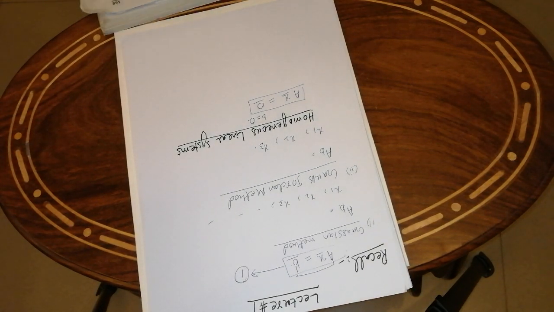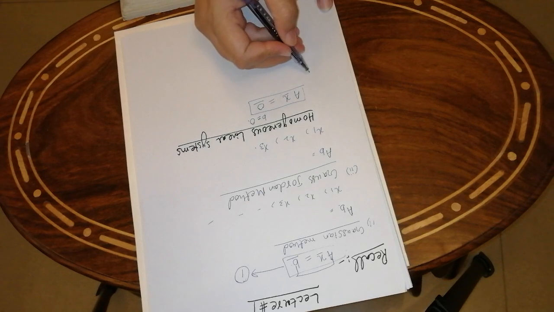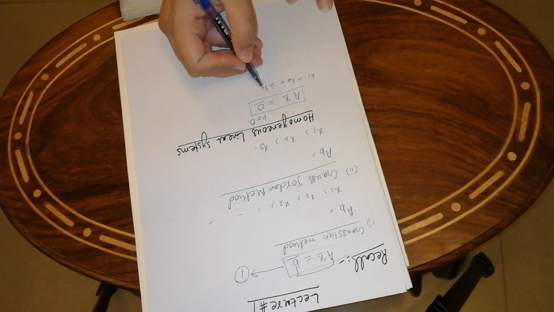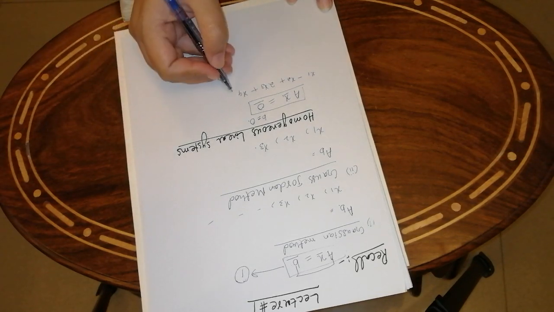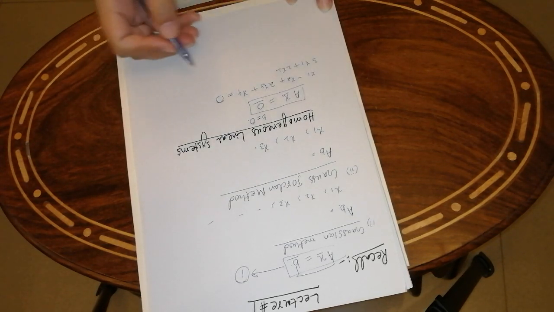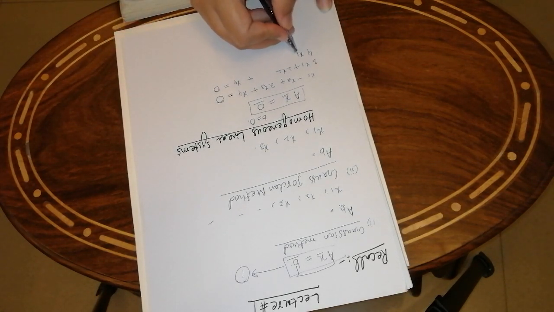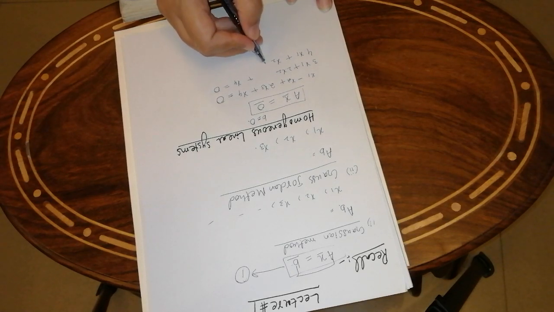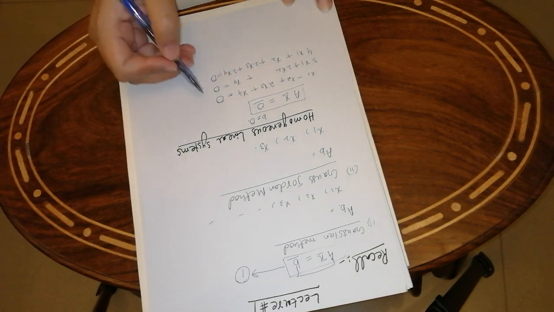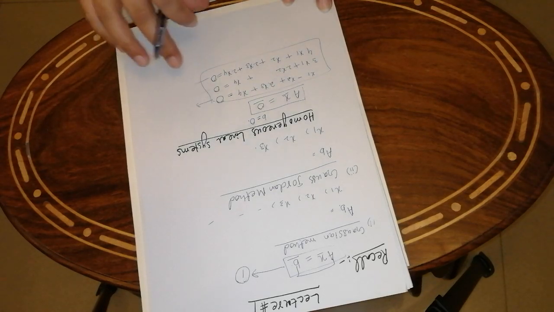For example, I am going to solve the question for you. If we have a homogeneous system of the form x1 minus x2 plus 2x3 plus x4 is equal to 0. Second equation is 3x1 plus 2x2 plus x4 is equal to 0. And the third equation is 4x1 plus x2 plus 2x3 plus 2x4 is equal to 0. These are the three linear equations. We have to find the solution of this homogeneous system.